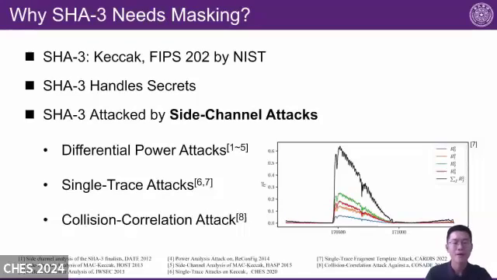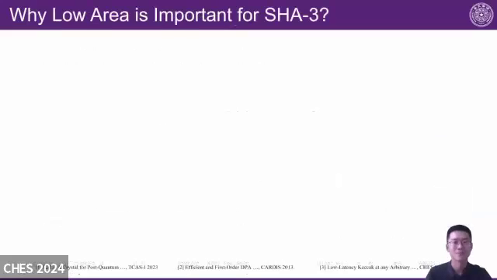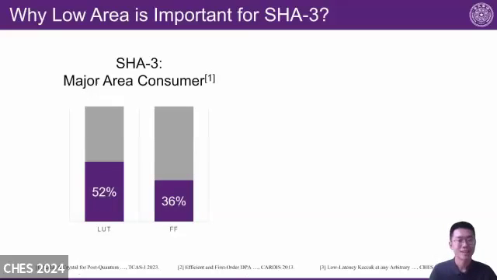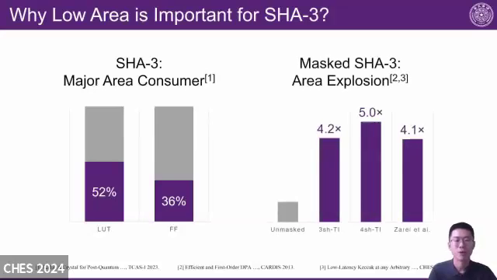But why are low area and low latency so important? First, the SHA-3 module often takes up a significant amount of area within higher level cryptographic hardware. For example, in the hardware design Kali, which is built for Kyber and Dilithium, the SHA-3 module occupies 52% of the lookup tables and 36% of the flip-flops. What's worse is that this is just for the unmasked SHA-3. A masked SHA-3 consumes much more area. Currently, state-of-the-art masked SHA-3 designs require over 4.1 times the area of the unmasked ones.